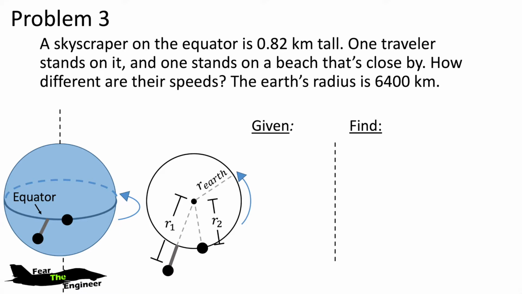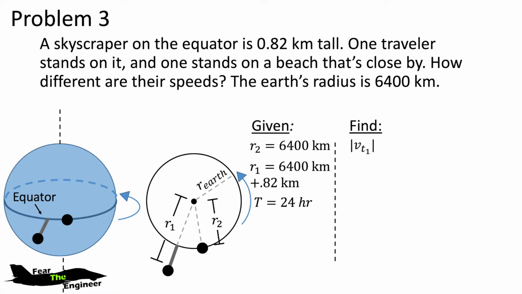They gave us how far each traveler is from the center of the Earth. The traveler on the beach is 6,400 kilometers from the Earth's center, and the other traveler is an additional 0.82 kilometers further away. So we know the radius of each traveler's circular path. We also know the period of rotation, t. All stationary objects on Earth take 24 hours to complete a revolution. This applies to the traveler on the beach and the traveler on the skyscraper, since both are standing still relative to the Earth's surface. We want to find their speeds.